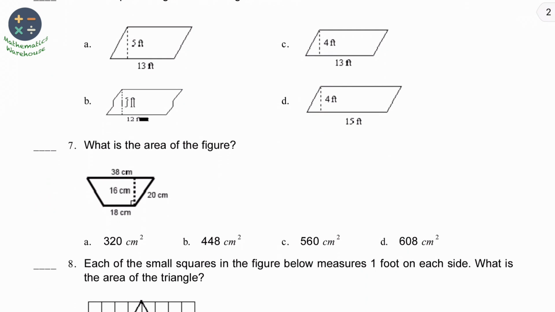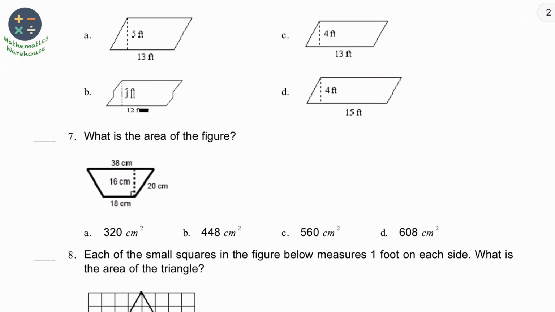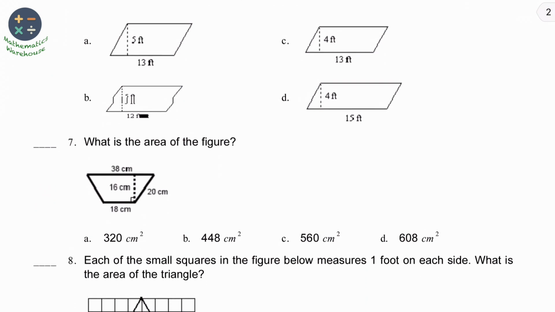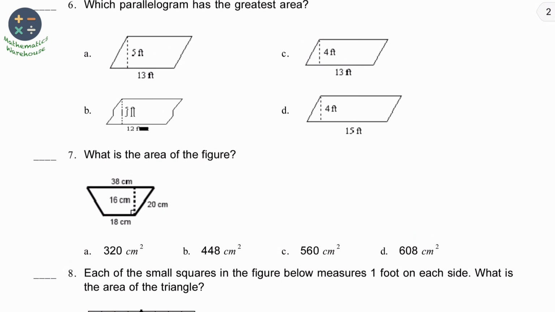Next question. Which parallelogram has the greatest area? The first parallelogram, 5 times 13 equals 65 square feet. Second one, 5 times 12 equals 60 square feet. Third one, 4 times 13 equals 52 square feet. And 4 times 15 equals 60 square feet. So now the greatest area, as you can see, is A.